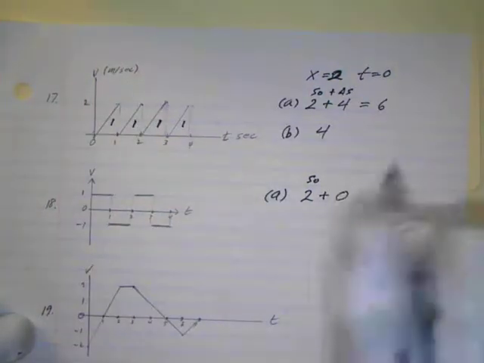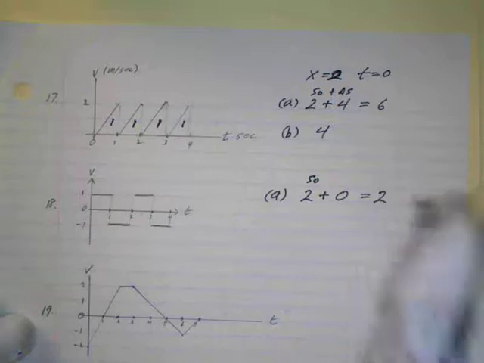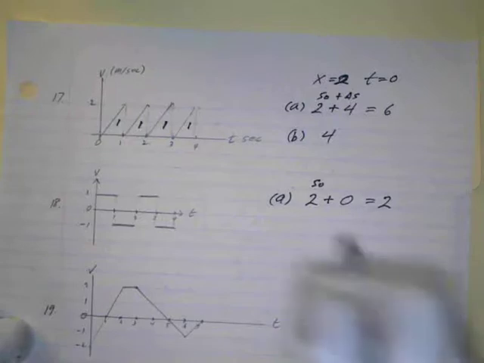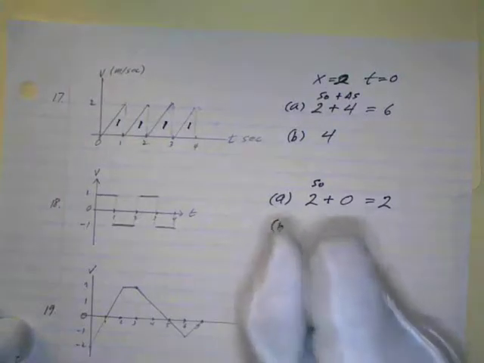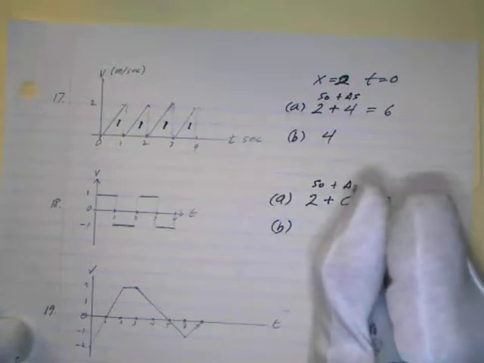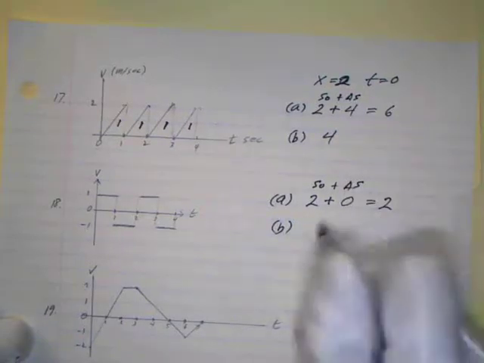So my position is 2. That's where I end up at the end of the trip. Basically where I started, which was x equals 2. And then letter B. How far did I travel? Well, this is the s plus the delta s. So the delta is how far I traveled, so that was 0.